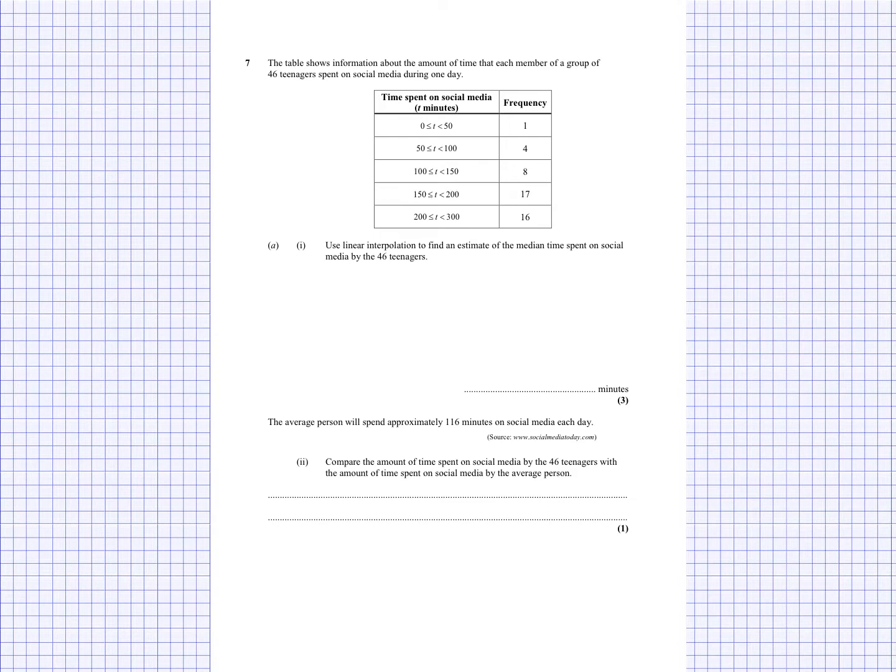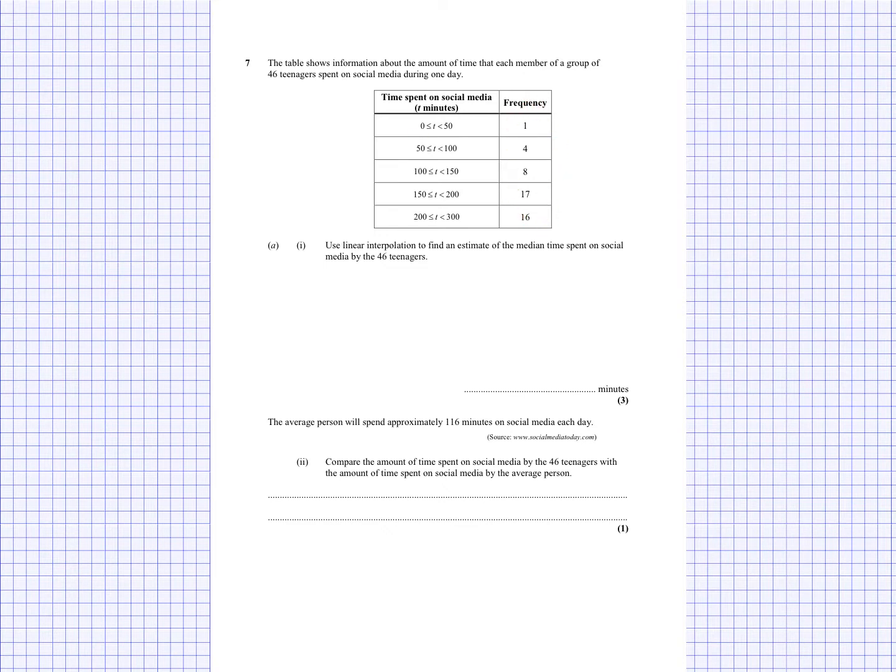So question 7 now. I can see that I've got a table here and there's some information here. The table shows information about the amount of time that each member of a group of 46 teenagers spent on social media during one day. Okay, so this is a group of 46 teenagers, so I'm expecting the frequency to add up to 46.